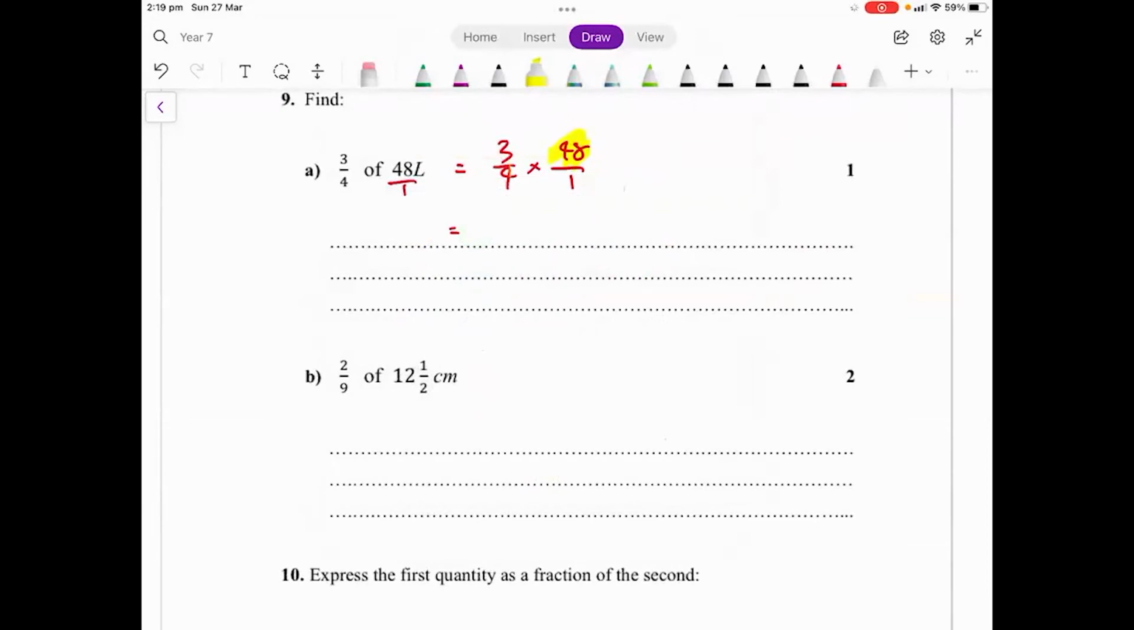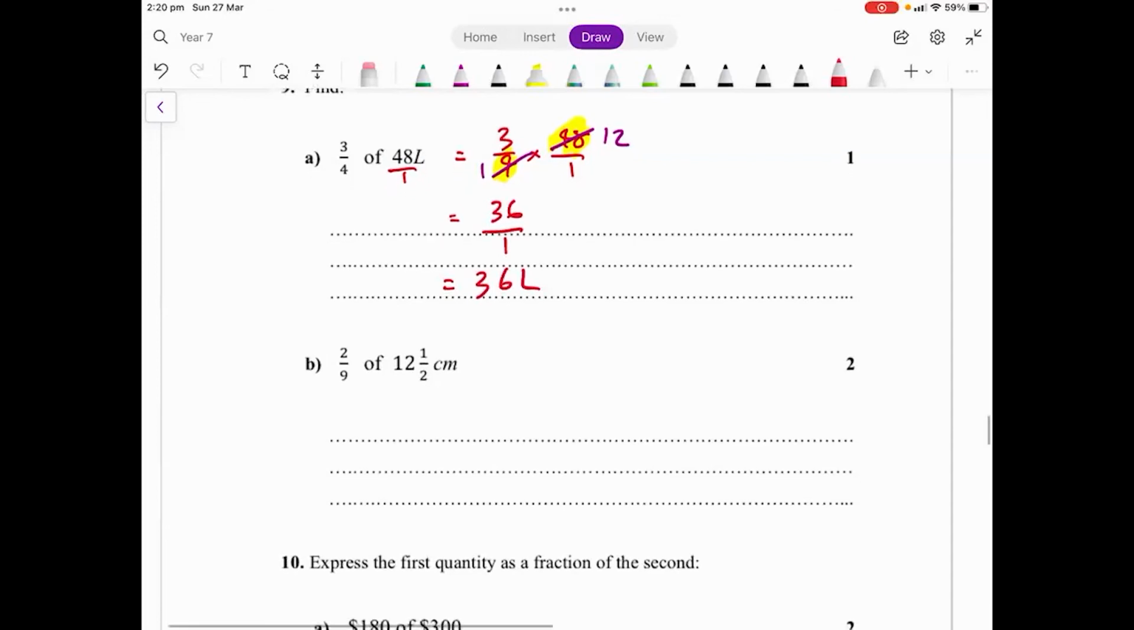If you simplify first, then you can do 48 over 4, which is 12 over 1. Then it becomes 3 times 12, which is 36. 1 times 1, which is 1. 36 over 1 is just 36. So 36 liters is your final answer.